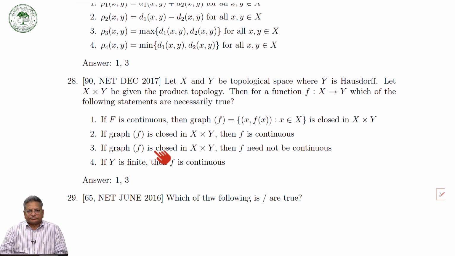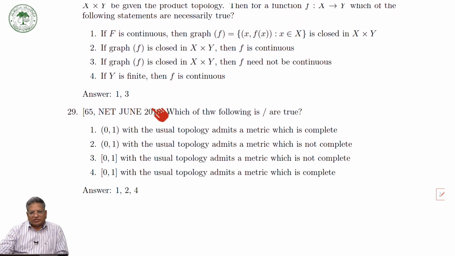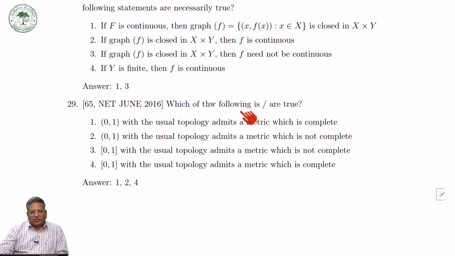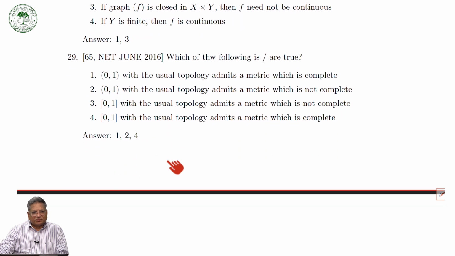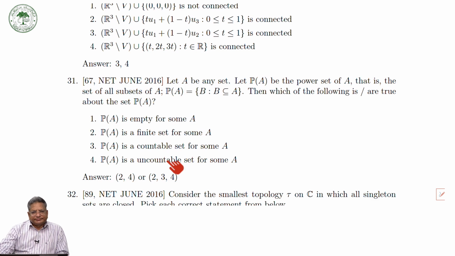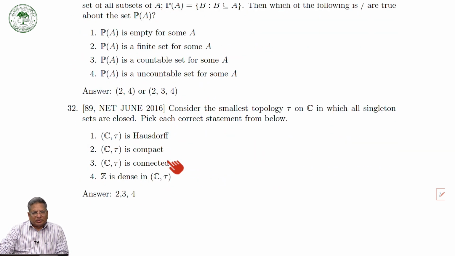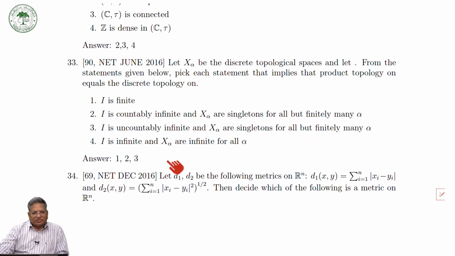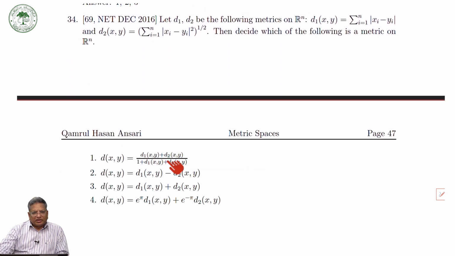Okay, then let's take a look. Here we are talking about topology, so we will not discuss this one. So we discuss this one. Which of the following is or are true? The usual topology admits a metric which is complete. Again, because this is topology, we are not covering connectedness. This is the connected set. This is also not related to this one. Here is Hausdorff connectedness, so I will not consider this one.